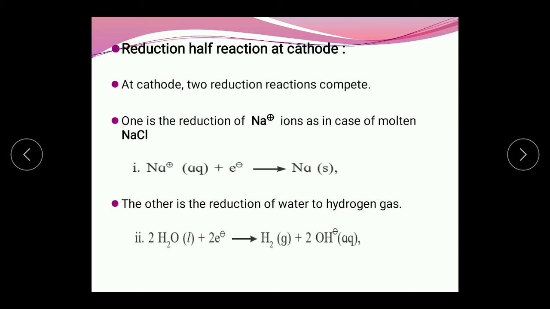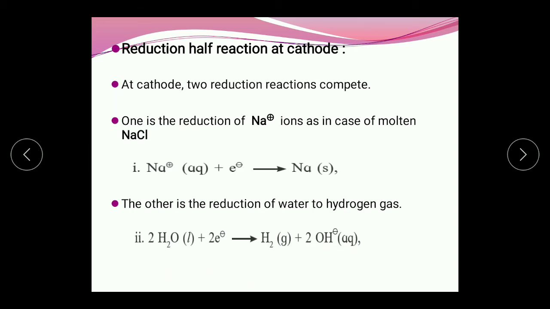Here also water gets reduced to hydrogen gas, and the reaction is like this. H2O will accept electrons because it is reduction and will get converted into H2 gas plus 2OH- ions. So water will get converted into hydrogen gas with the removal of 2OH- ions by accepting 2 electrons. That means it is also a reduction. It takes place in the case of aqueous NaCl only. So this is the second reaction.